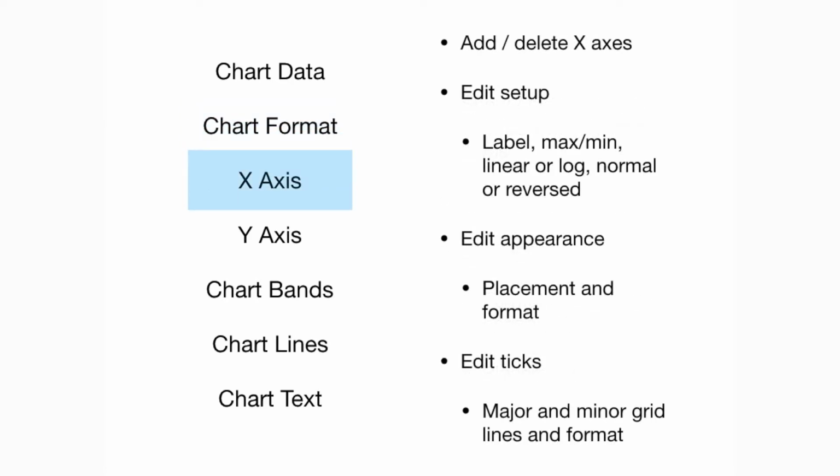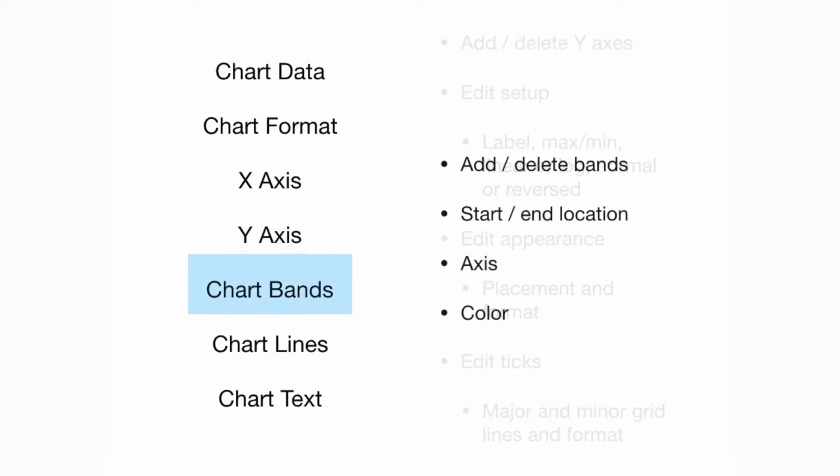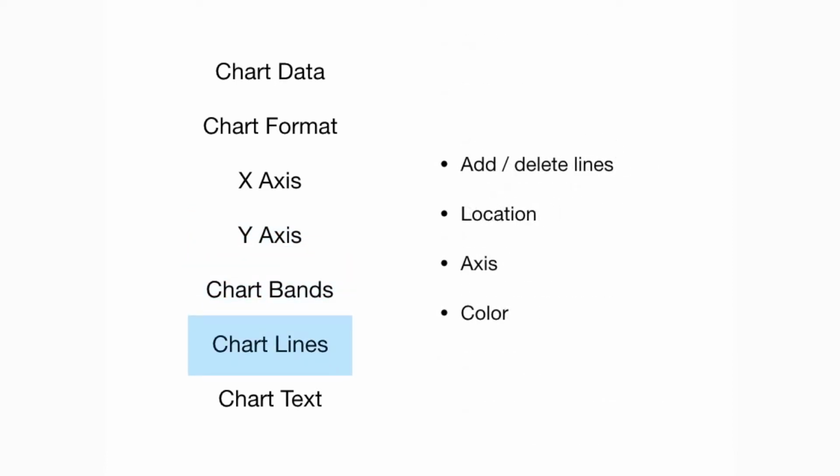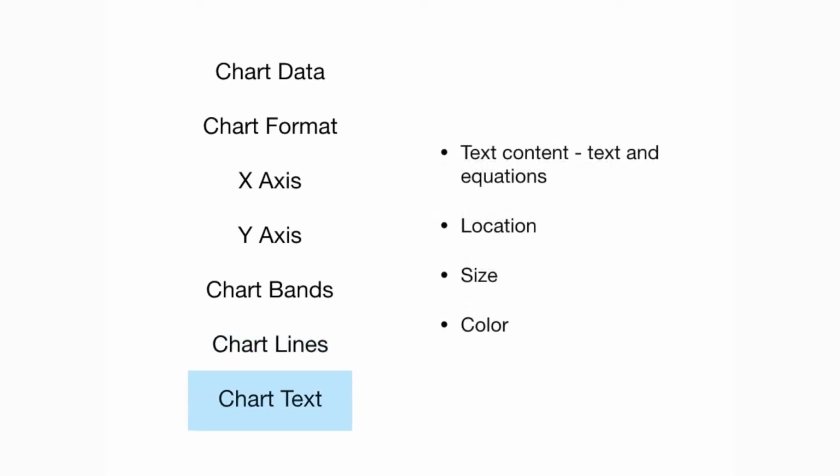There are X and Y axes, and you can add and delete them, as well as edit their setup and appearance, just like every other type of chart. But I would be hesitant to change those too much in a heat map, since you want that data to line up normally. You can also add bands and lines, and you can do the standard options in each one to add and delete them, set their location, their axes, and their colors. And you can also add text, and there's also the standard formatting to add values to those text equations.